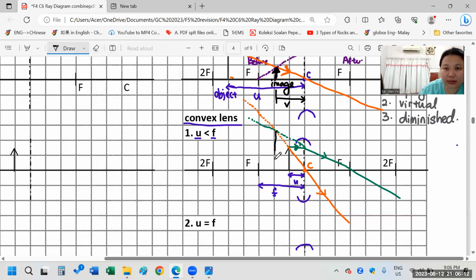For mine, I do not use ruler. Always connect back to the principal axis. So this is the image. And from the image to the lens is P. Yes, very good.